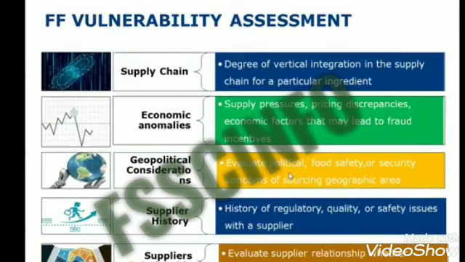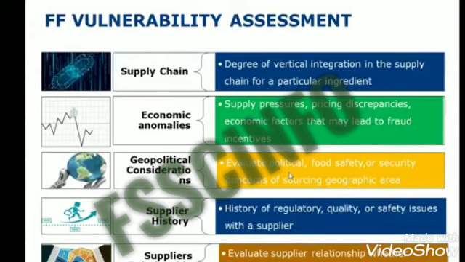The third is geopolitical consideration. This is also very important. You have to evaluate political, food safety, security concerns of your sourcing regions. If you are sourcing something from China, you have to consider their factors. If you are sourcing something from Africa, you have to consider their factors. So this is geopolitical consideration of your supply chain, where you are sourcing your raw material, your product, your packaging material. And then supplier history, very important.